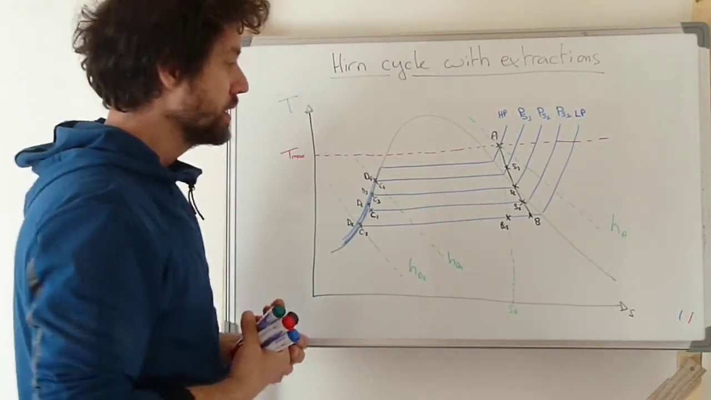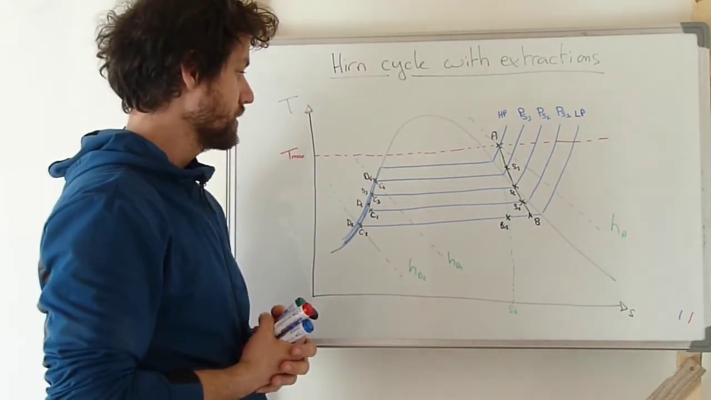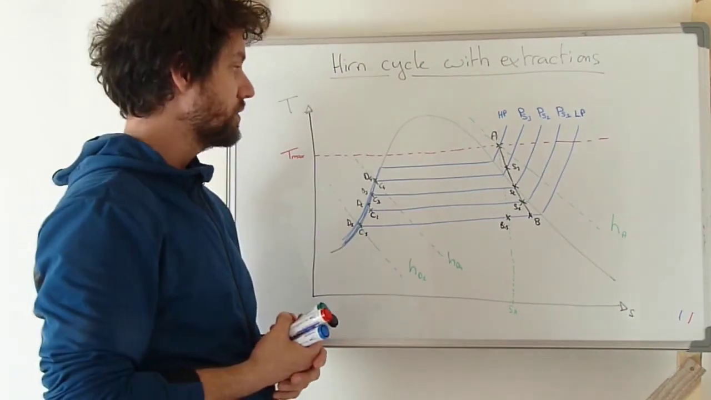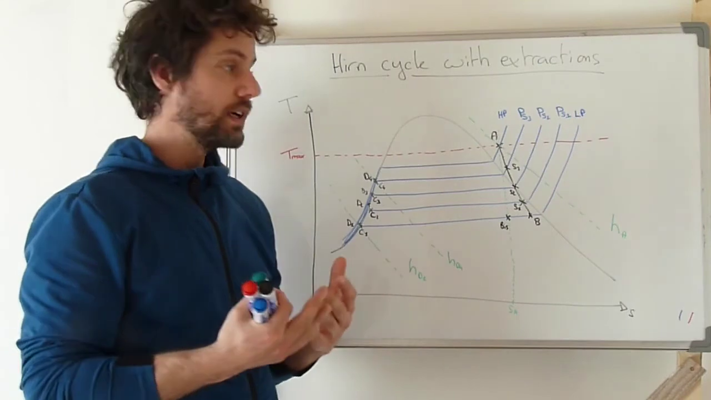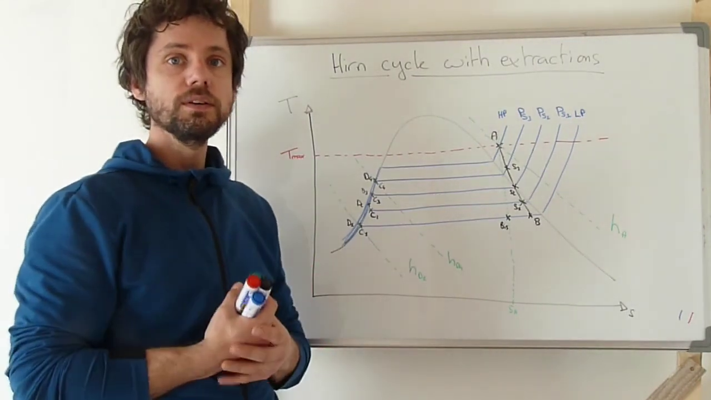But overall, even if it decreases the upper and the lower side of this ratio, the total efficiency is generally improved and increased when performing extraction on a Hirn cycle.